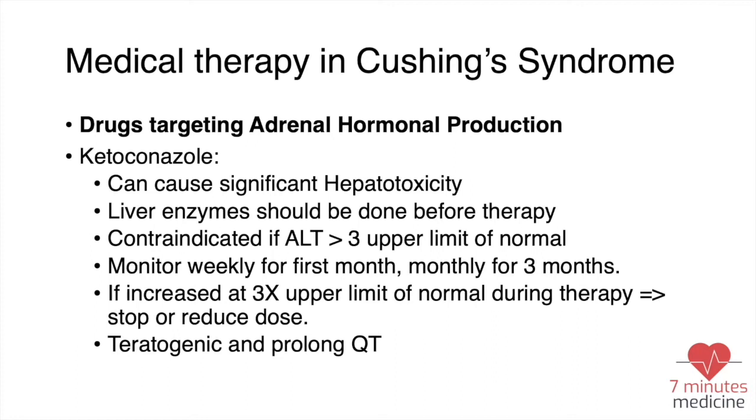And if the ALT, for example, is more than 3 times the upper limit of normal, then you do not use this medication in the management. The other thing is you have to keep watching the liver enzymes weekly for the first month and then monthly for 3 months. If there is an increase more than 3 times the upper limit of ALT, then you have to stop the medication or you can reduce the dose. And always we have to remember this medication is teratogenic. It can prolong QT.